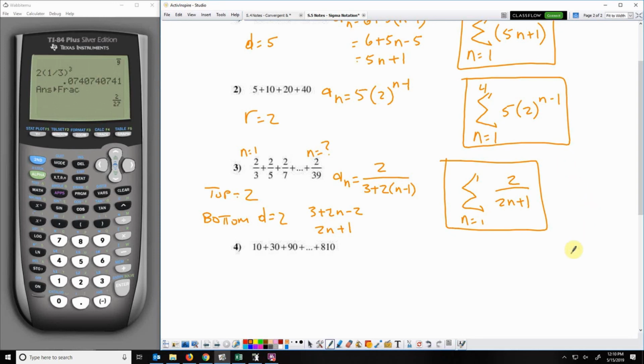So to find the last term, remember in the denominator we've got 2n plus 1, and that comes out to 39. So 39 equals 2n plus 1. I've got to figure out what that n is. So I can subtract that 1, 38 equals 2n, and divide, n equals 19. So I've got terms 1 through 19.